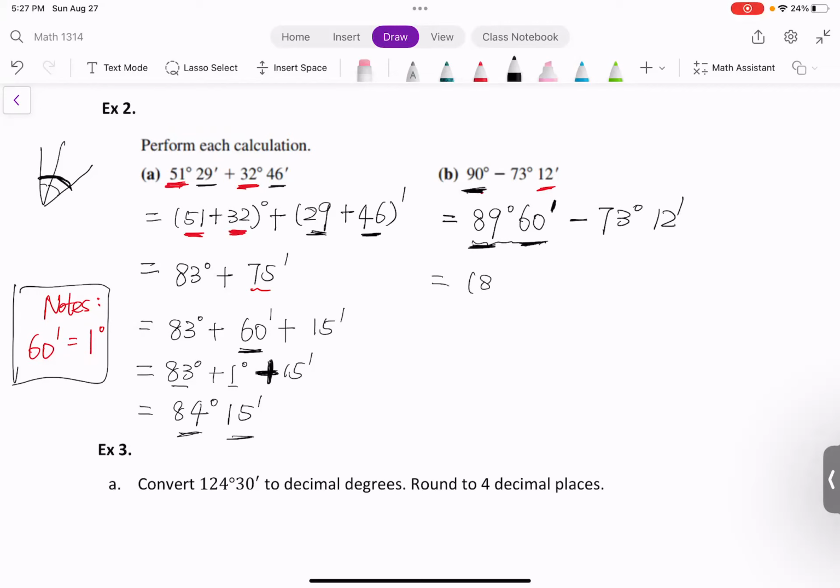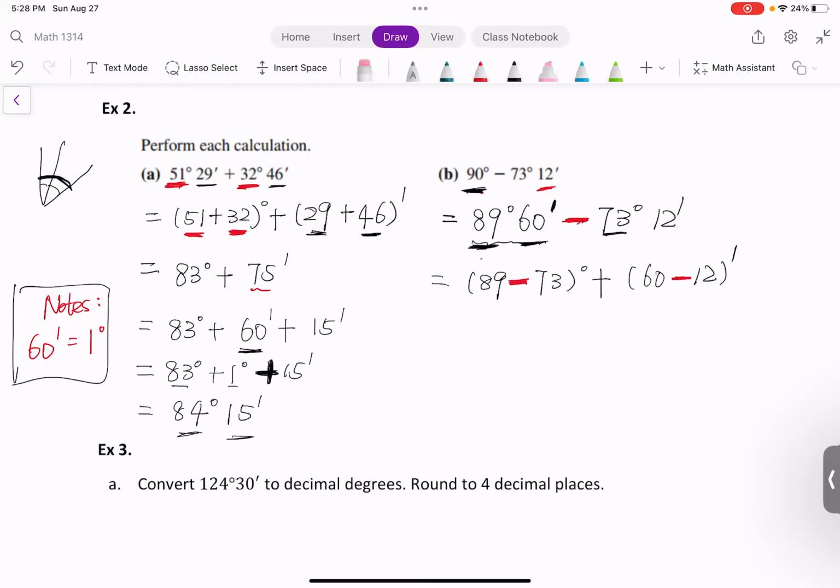So use 89 minus 73 degree. And then here is a plus, because you already did the subtraction between the degrees. So you cannot bring this, so let me use a different color. This minus sign comes here, and then plus 60 minus 12. This is the minutes. So you have your minus here, here, and here.